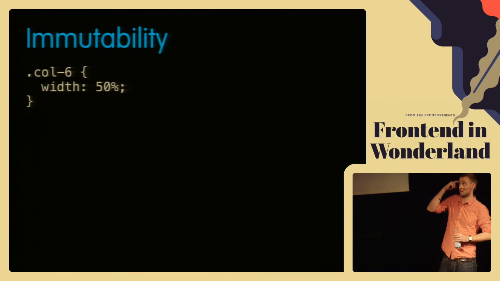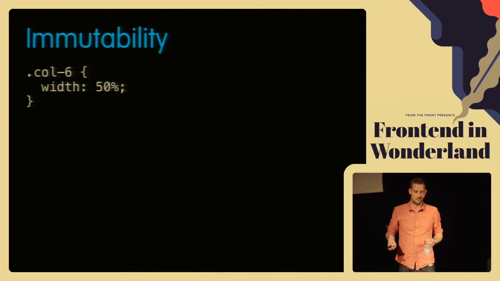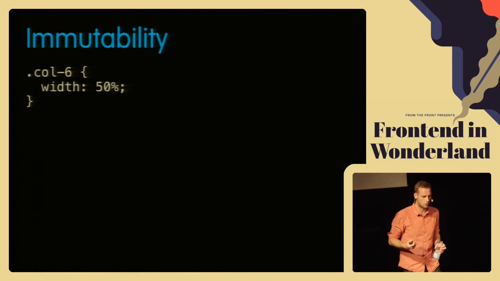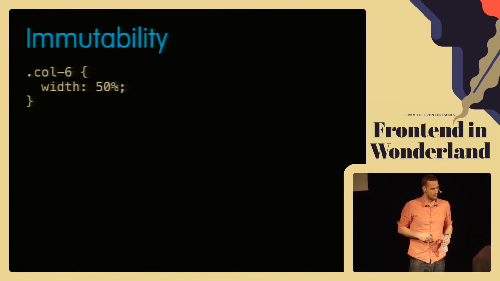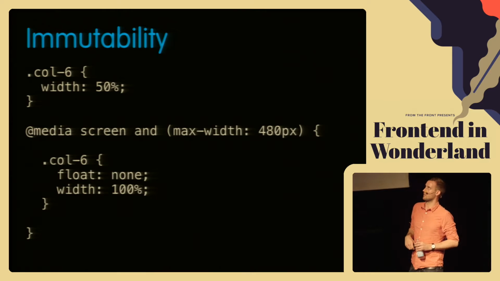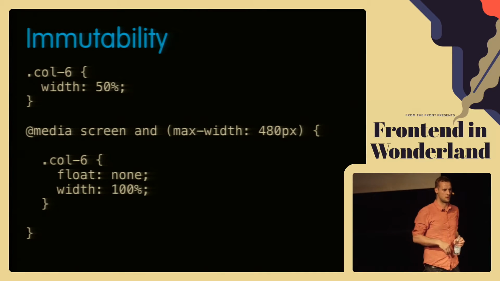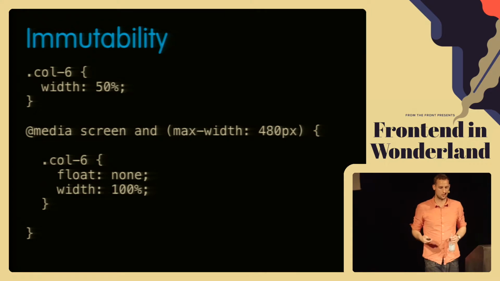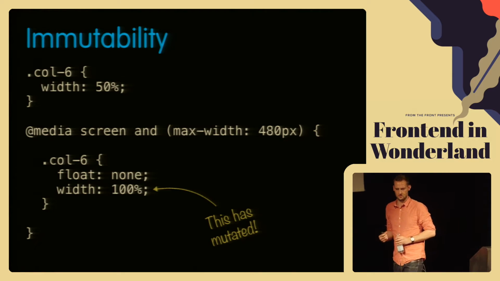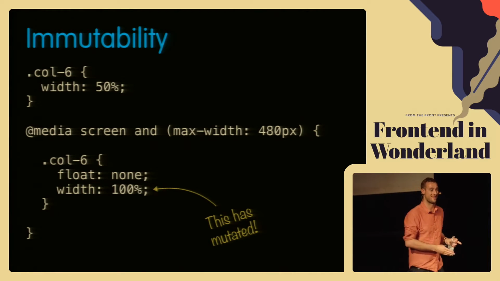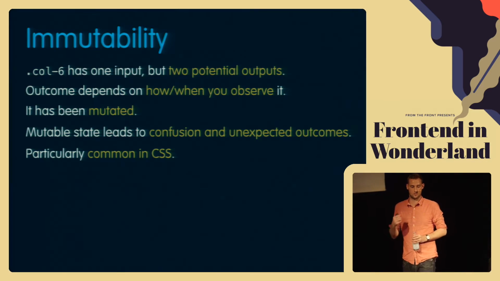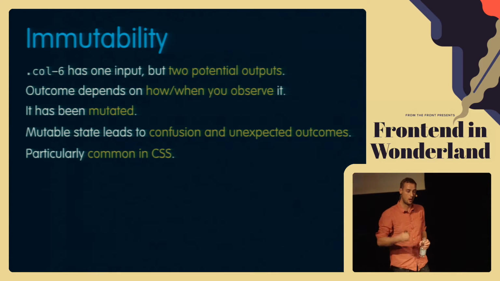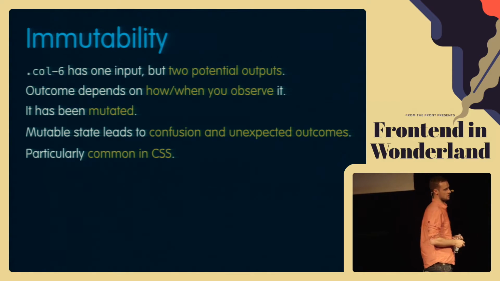A fairly solid example of this, imagine this is part of a grid system, col6 with width 50%, fairly common stuff. A lot of third-party grid systems will do something like this. As soon as we hit a small device, let's just make all the columns collapse into one. The problem is here we've mutated what col6 can do. Col6 is either 50% or 100%, depending on how and when we observe it. This is really, really bad. Col6 has one input, the class of col6, but two potential outputs. So we should never mutate.